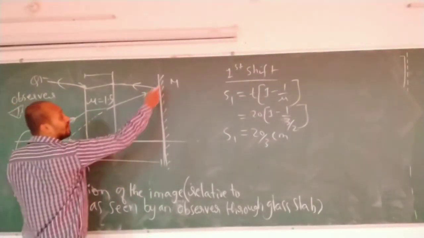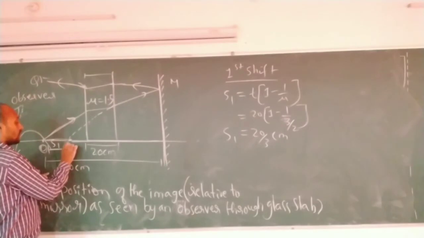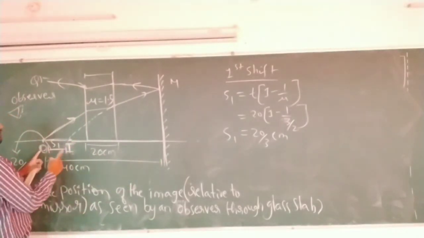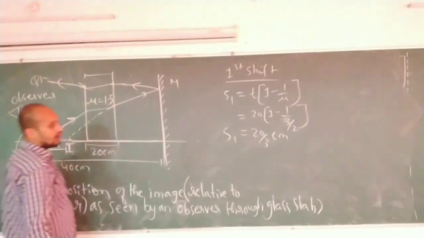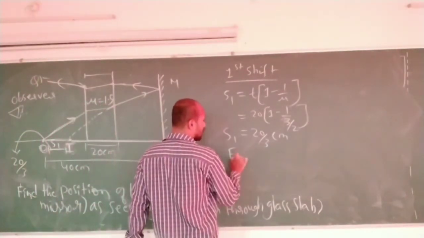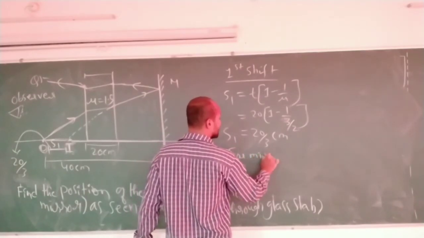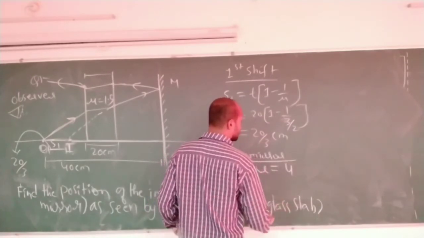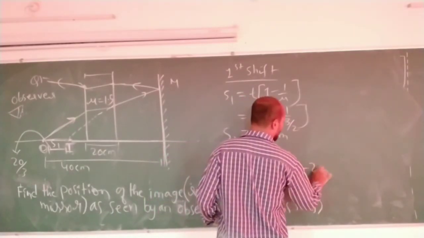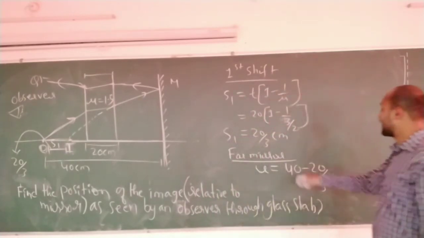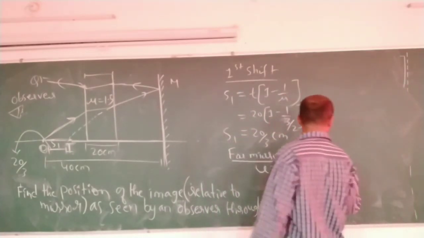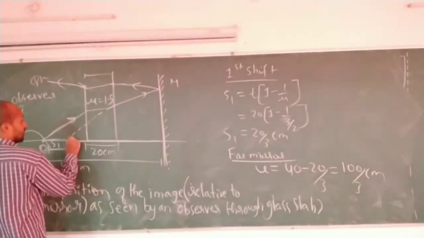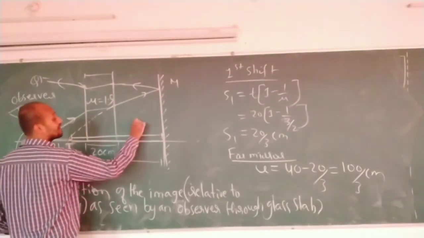So when I is an object to this mirror, what is the distance of I? This is 40 centimeter. This is S1, so S1 is 20 by 3. So what is the object distance for the mirror? U is equal to 40 minus 20 by 3, which will become how much? 100 by 3 centimeters. So this distance will be 100 by 3 centimeters.